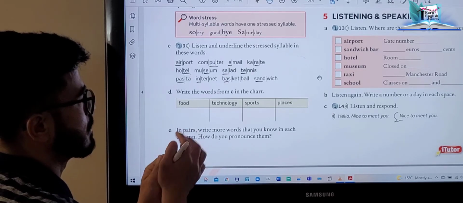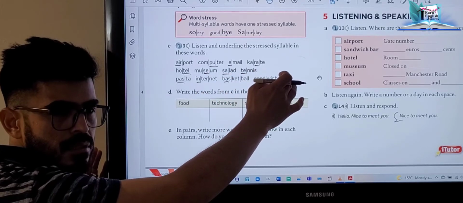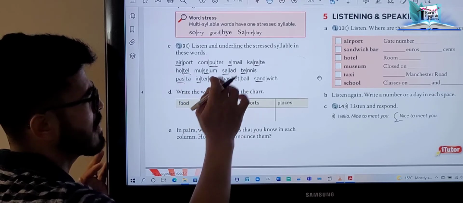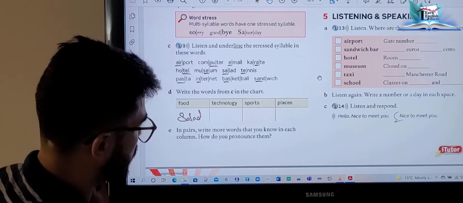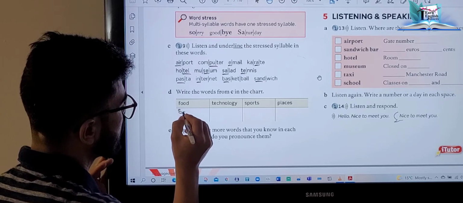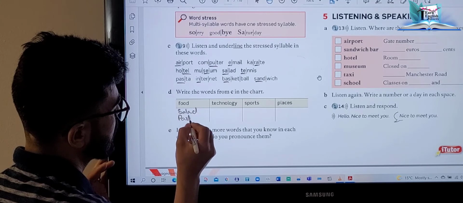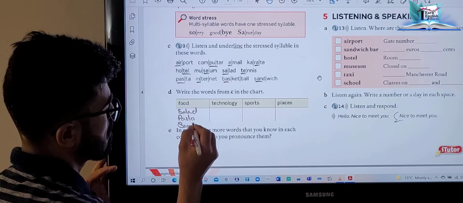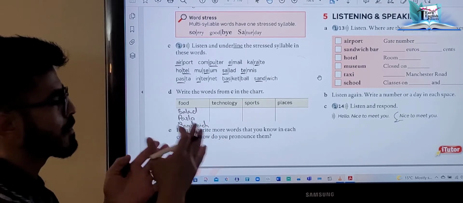Now let's come to the food one. So what comes in food? So let's go with karate, food? No. Hotel? No. Museum? Salad? Yes. The salad is food. Okay, let's write in small letters. So salad and pasta. Am I right? Yeah. And sandwich. It's food.